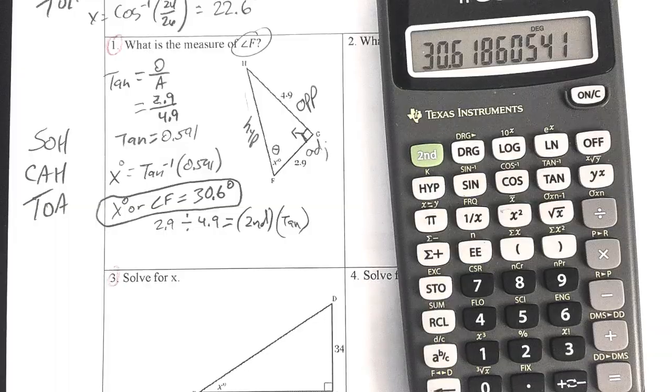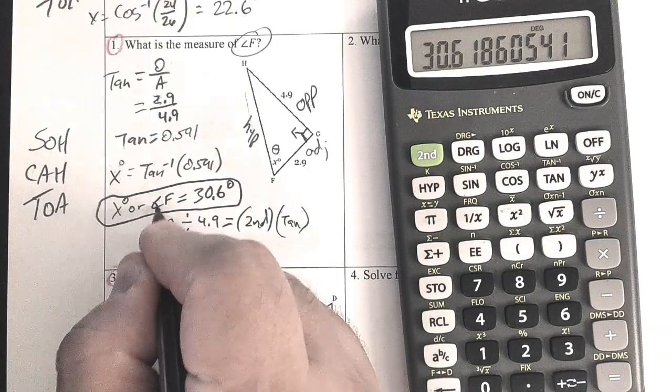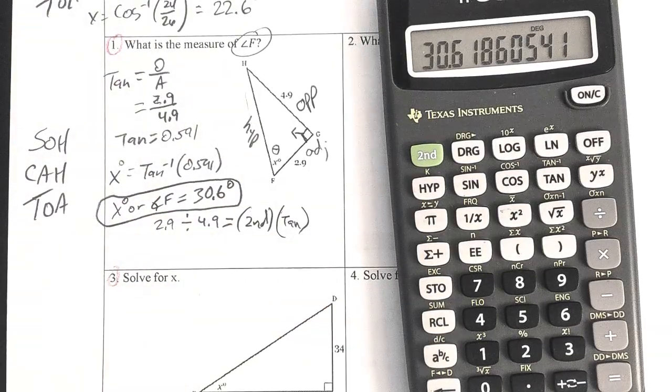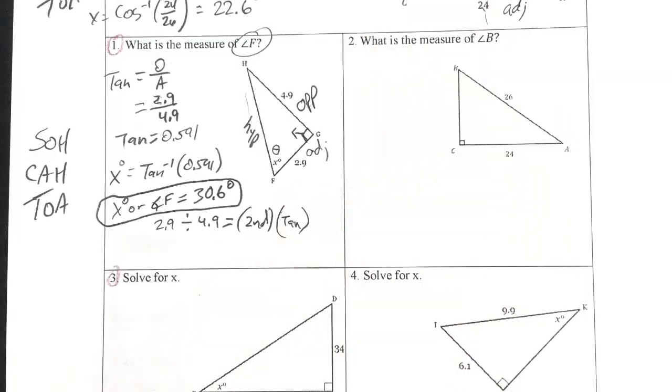Okay. Let me just, somebody was complaining, so that's an angle. I don't know. My drawing's not great. Sorry, guys. All right, number 3.